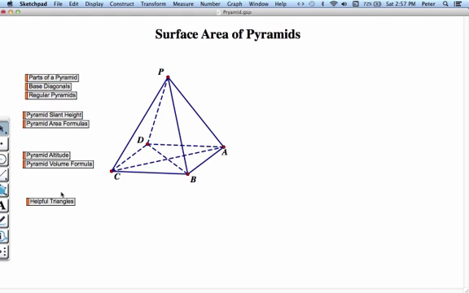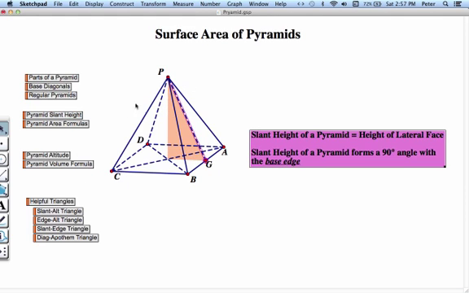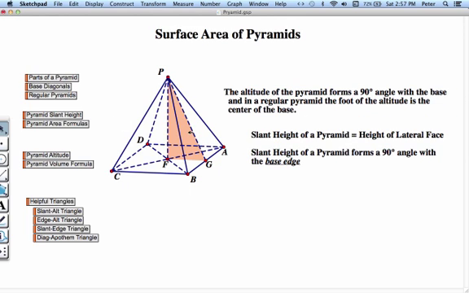Okay, now there are some helpful triangles to use when calculating the area, because we'll sometimes need to find the slant height or find the altitude. The first I'd like to point out is one that's made up of the slant height and the altitude of the pyramid.